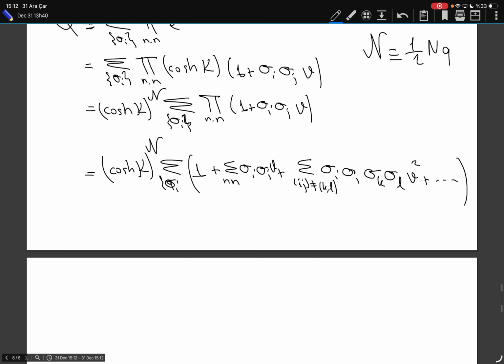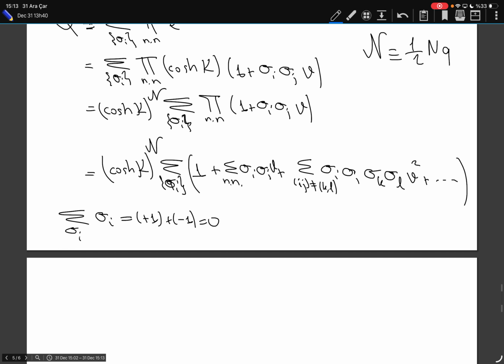Now what do I have? I'm summing over all these sigma i's, remember. Sum over, let's say, sigma i of sigma i. What is this? Plus 1 plus minus 1, 0. But do they have to come in pairs? They have to come in pairs.